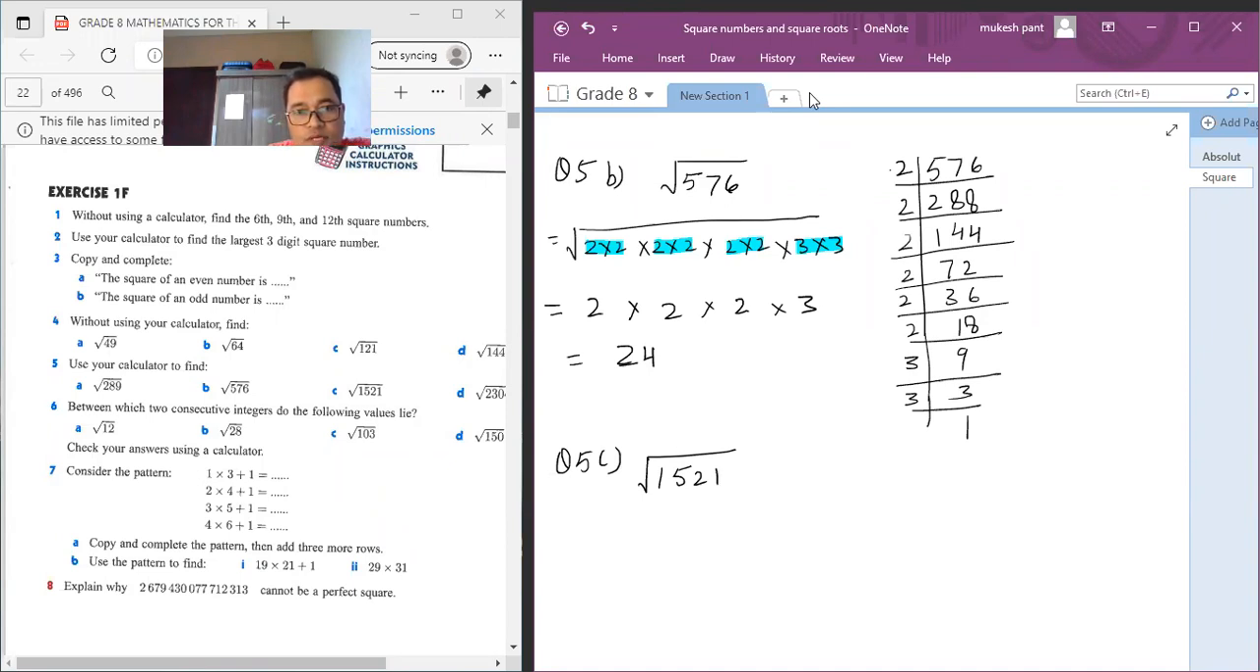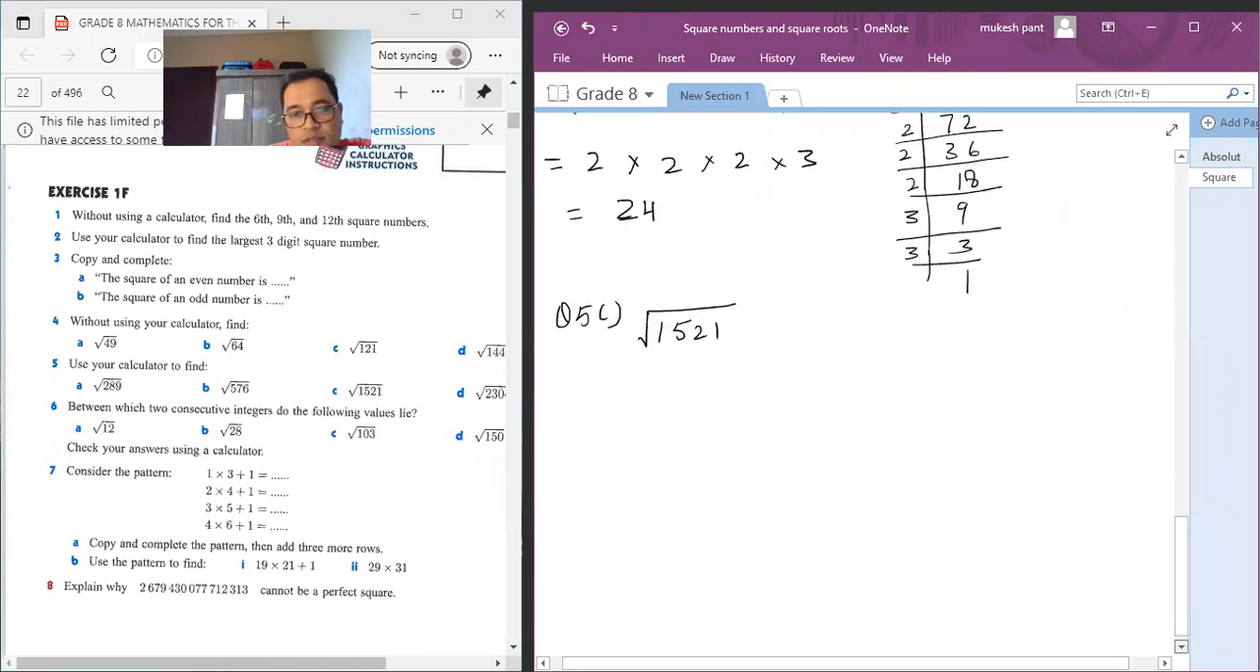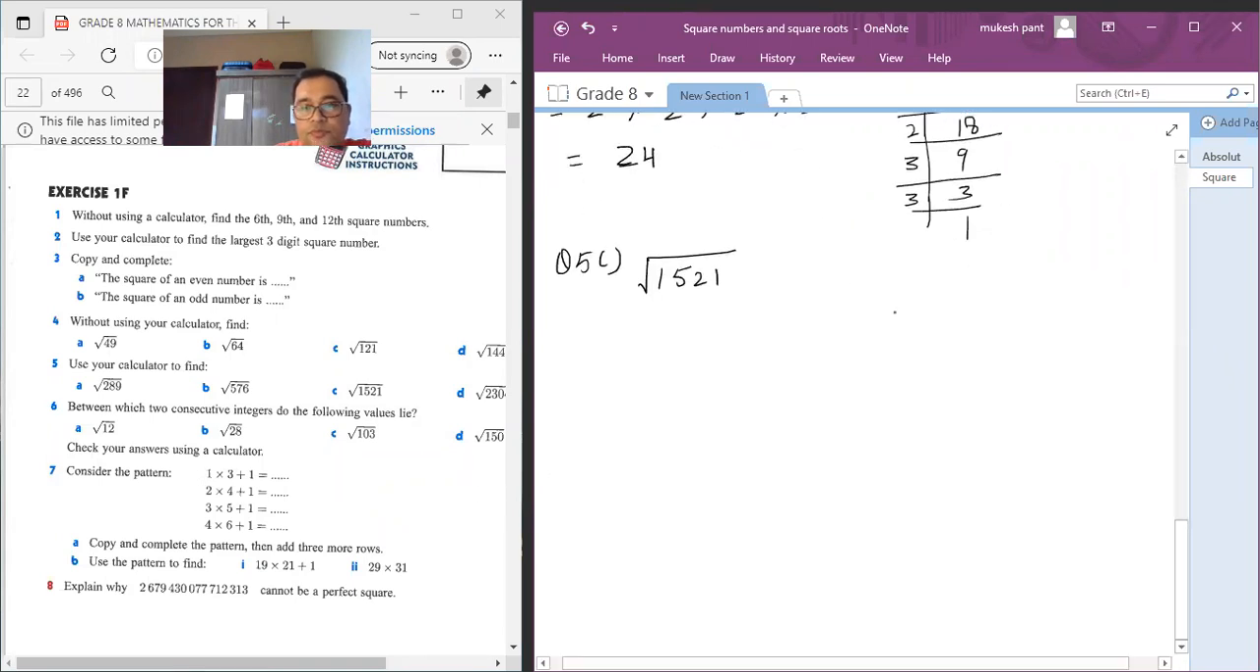So after square root of 576, we have to find out square root of 1521. We'll use the same method. This is the prime factorization method, and we see its factors. This is 1521. Since it's an odd number, because once digit is odd, the whole number will be odd, so it will not be divisible by 2. So the next prime number is 3. Let's check whether it's divisible by 3.